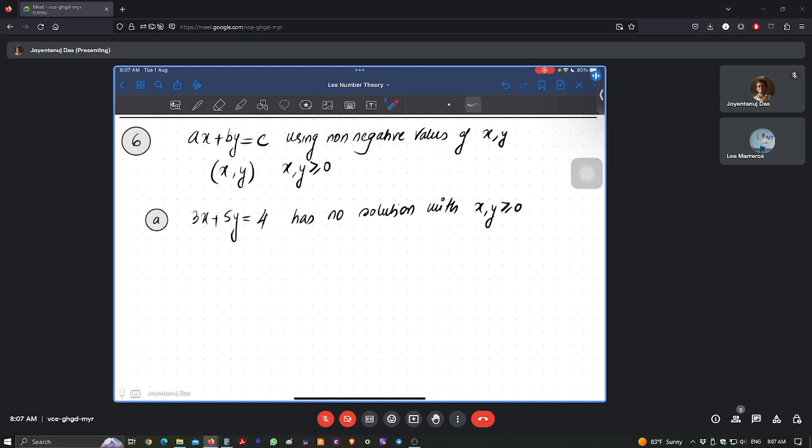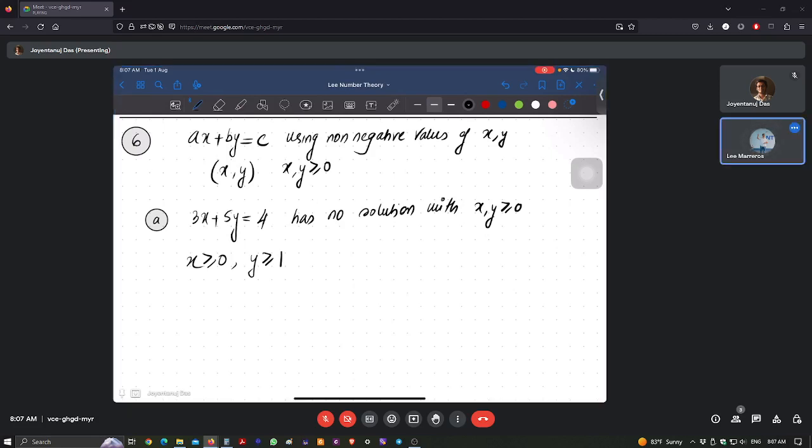So suppose we assume that there is a solution. The GCD, we don't know about anything in general. For this equation, I know that the GCD is 1, but that is not in general. So suppose I take that x is greater than or equal to 0, and y is greater than or equal to 1, right?